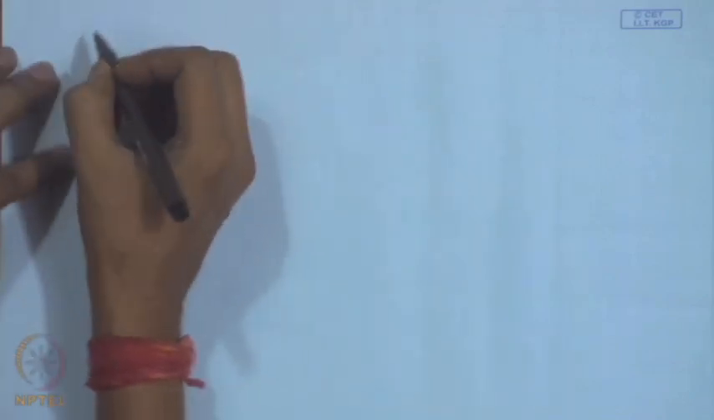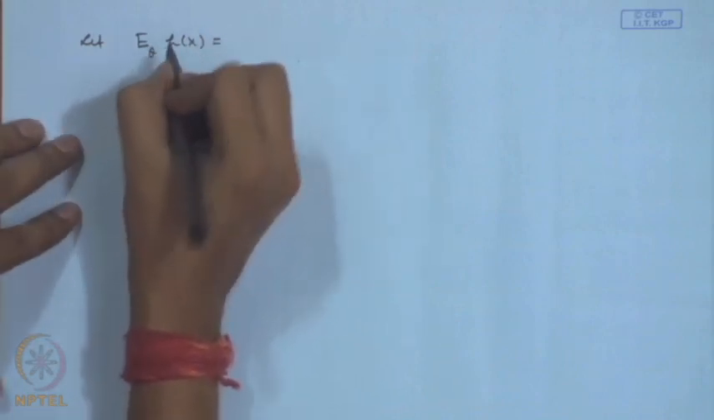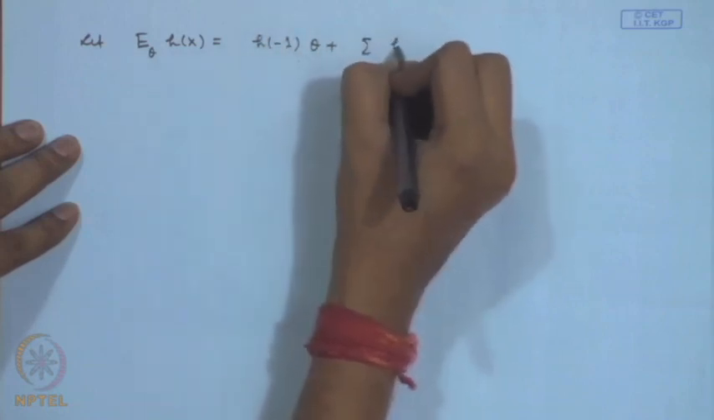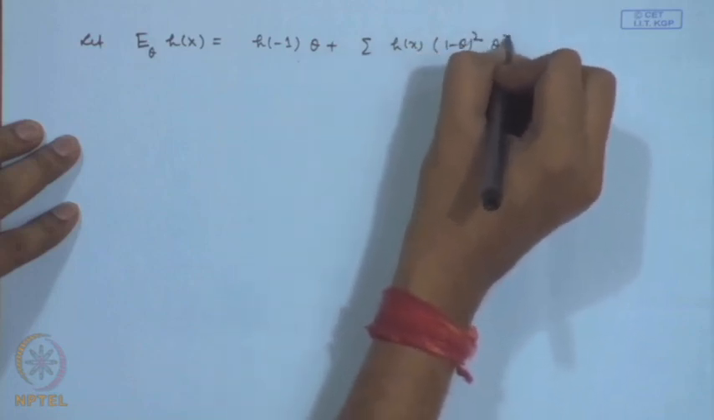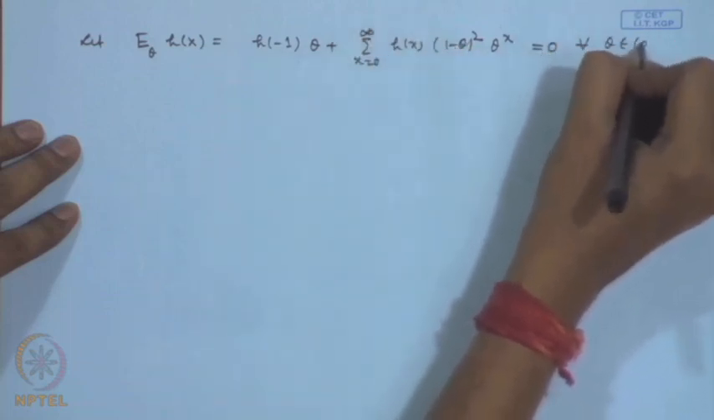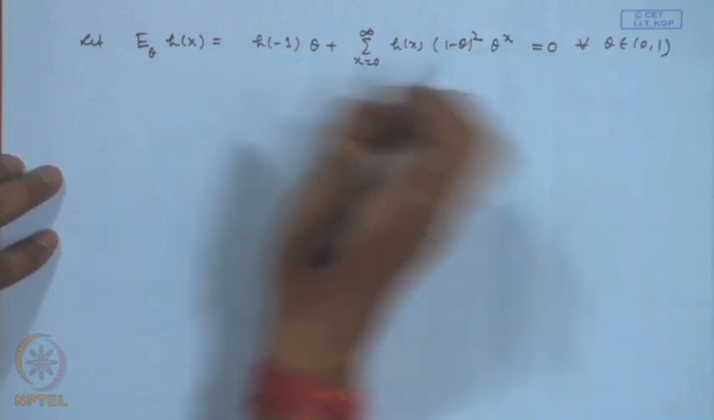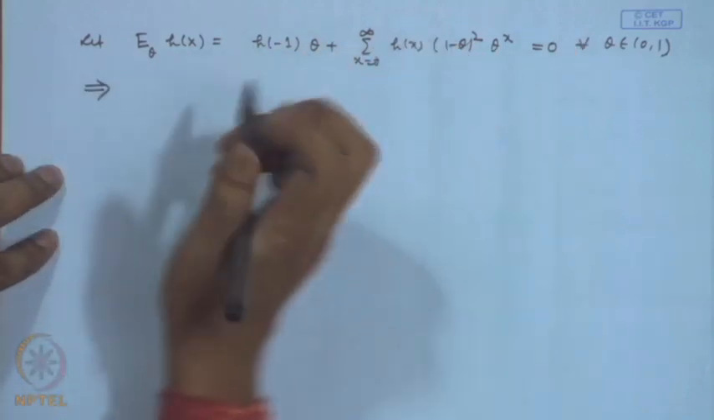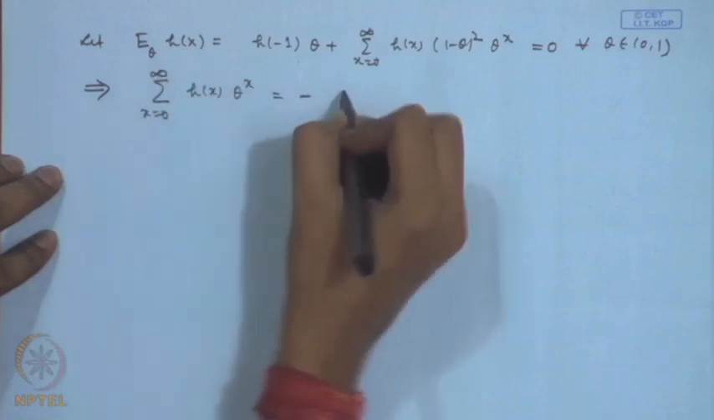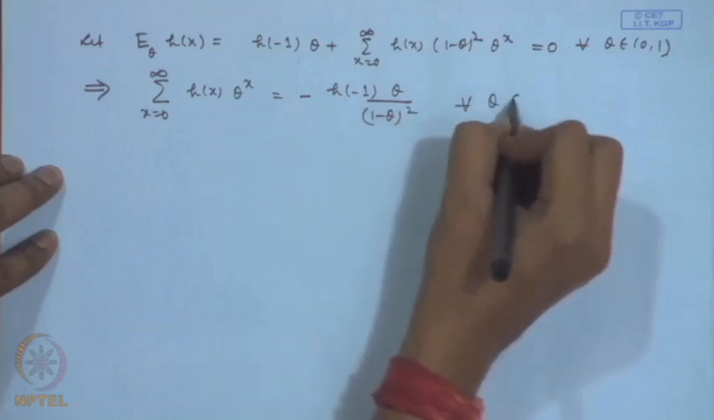Okay. So, consider a function h(x), then its expectation can be written as h(-1) times theta plus the sum of h(x) (1 - theta)^2 theta^x, x equal to 0 to infinity. Now, suppose we equate it to 0 for all theta in the interval 0 to 1. Now, this term I take to the right hand side and then we divide by (1 - theta)^2. So, it is reducing to the sum of h(x) theta^x equal to minus h(-1) theta divided by (1 - theta)^2. This is for all theta in the interval 0 to 1.